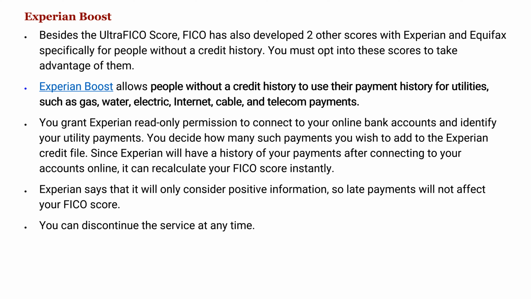Experian Boost allows people without a credit history to use their payment history for utilities, such as gas, water, electric, internet, cable, and telecom payments. You grant Experian read-only permission to connect to your online bank accounts and identify your utility payments. You decide how many such payments you wish to add to the Experian credit file. Since Experian will have a history of your payments after connecting to your accounts online, it can recalculate your FICO score instantly. Experian says that it will only consider positive information, so late payments will not affect your FICO score. You can discontinue the service at any time.